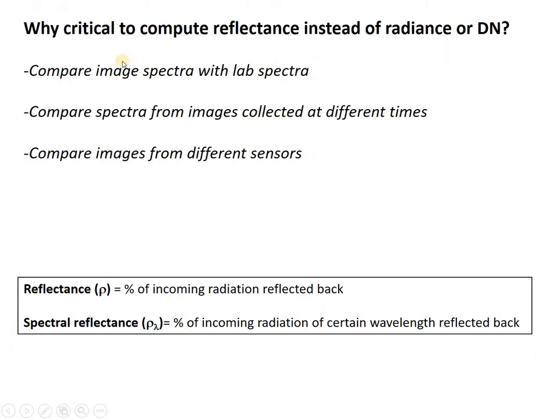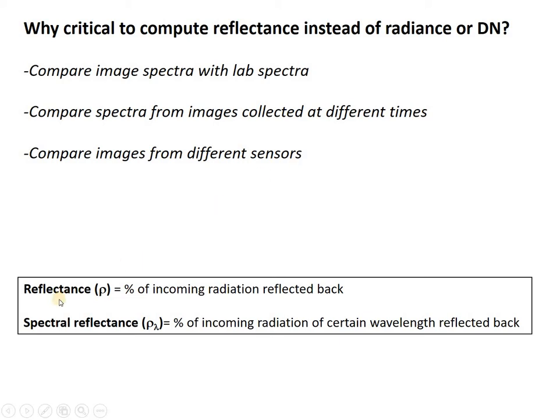Computing reflectance allows us to compare images with lab spectra, but it's also important because it allows us to compare spectra from images that are collected at different times of day or different seasons, when perhaps the solar angle or the total solar illumination is different. Maybe it's cloudy. So reflectance, in theory, gets rid of these different illumination conditions. Likewise, it lets us compare images from different sensors that might be calibrated differently or might have measured radiance differently.